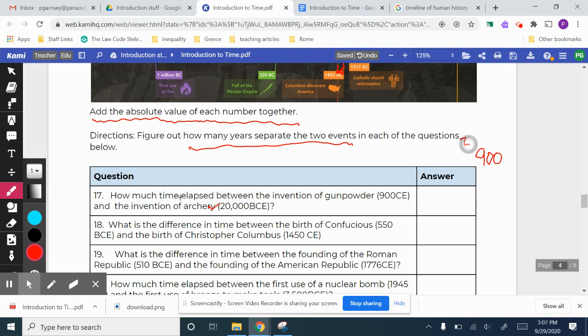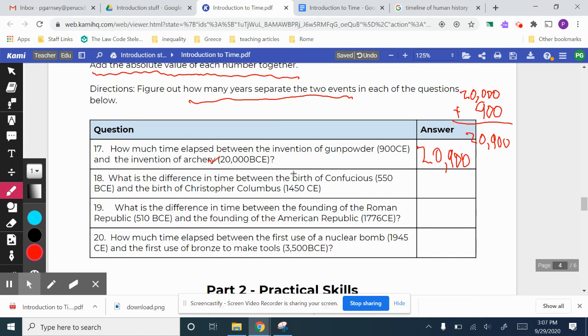So we would add 20,000 and 900, and you get 20,900. 20,900 years passed between the invention of archery in 20,000 BCE and the invention of gunpowder in 900 CE.